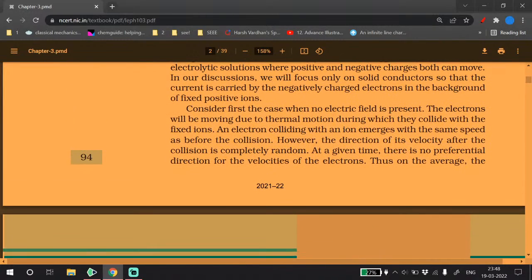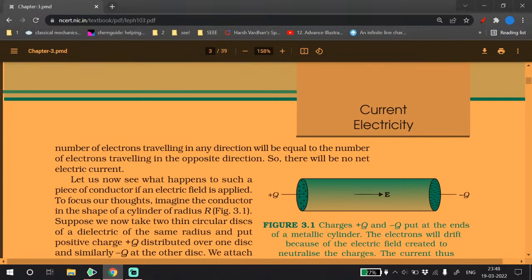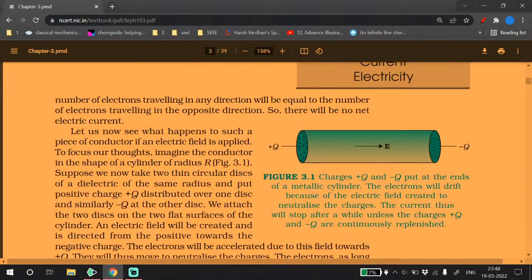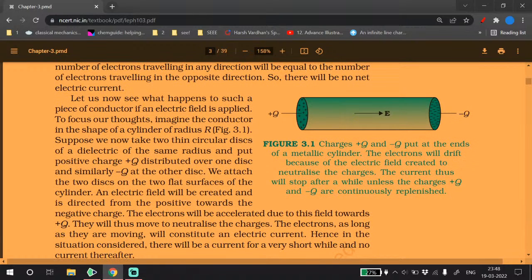As electrons undergo elastic collisions, which means they rebound at the same speed but the direction is different, overall the direction will be random. So all the average velocities cancel out. The average velocity will be 0. But when an electric field is applied, they all drift along the same direction. So current is.